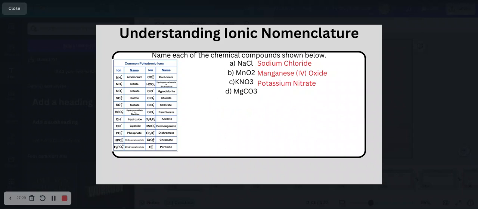Finally, let's look at MgCO3. We know that it starts with Mg, or magnesium, and it contains the carbonate polyatomic ion. Therefore, we can simply write carbonate after magnesium, and that's it.